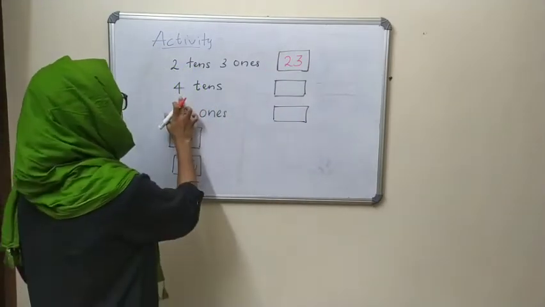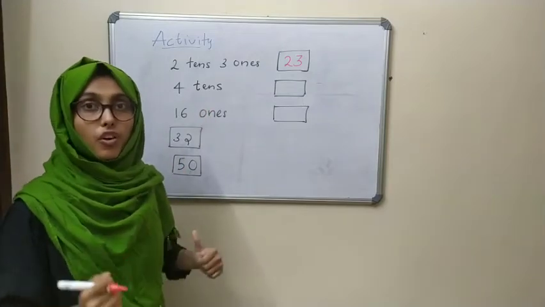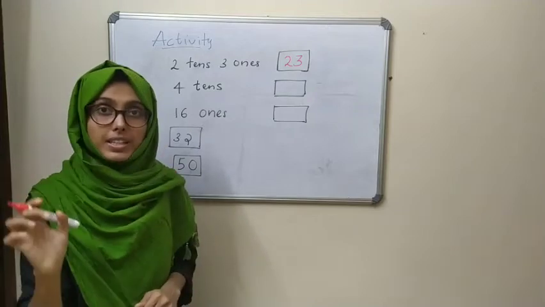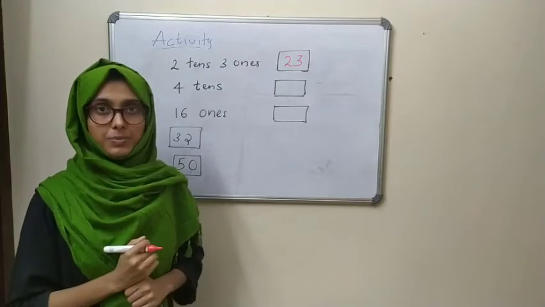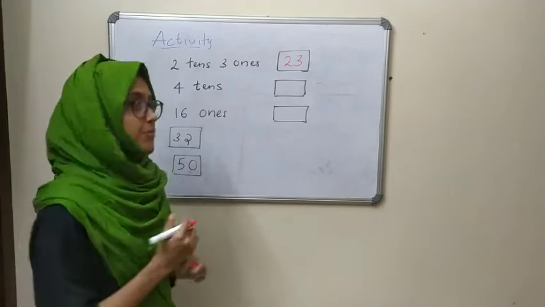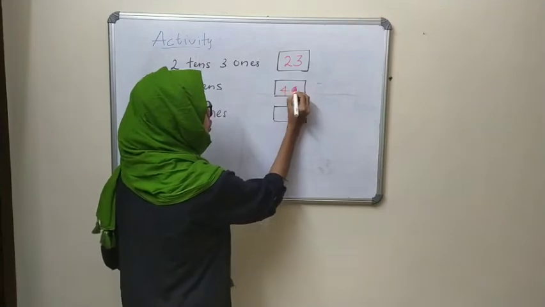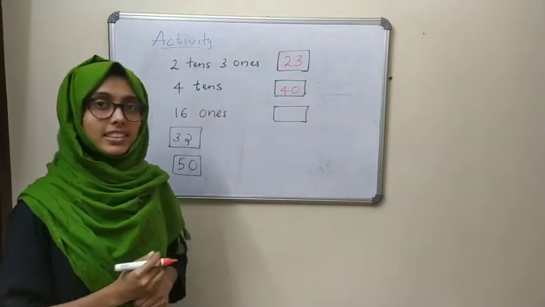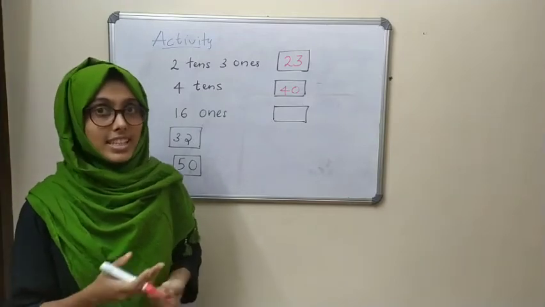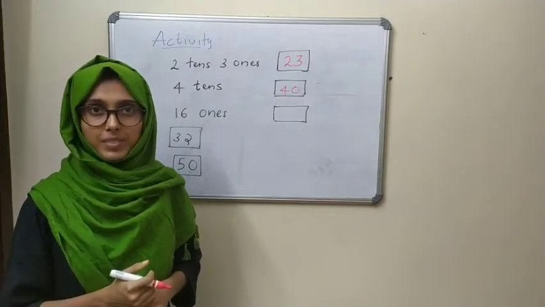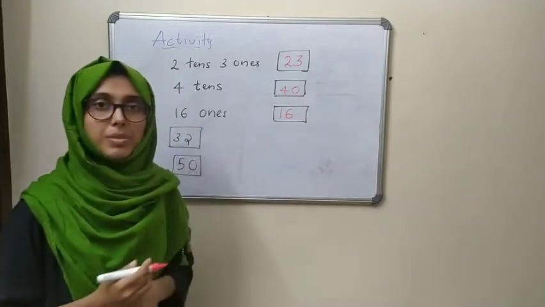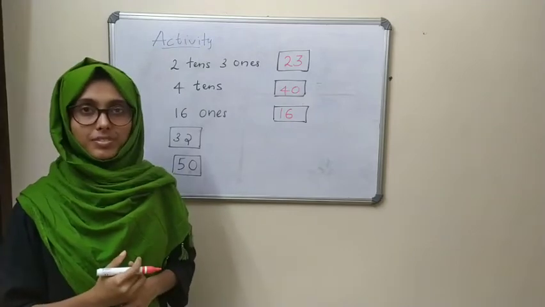So now look here, 4 tens. That means there are 4 10 rupees. So how much is that? 4 tens are 40. So I will write here 40. Isn't it? So here look, 16 ones. 16 ones means 16 1 rupees. Isn't it? So that means 16.